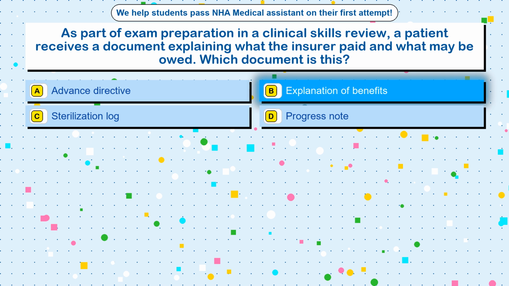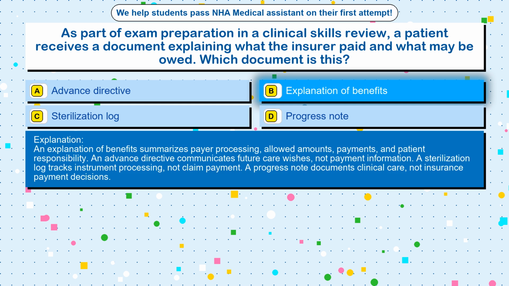The correct answer is option B, Explanation of Benefits. An explanation of benefits summarizes payer processing, allowed amounts, payments, and patient responsibility. An advance directive communicates future care wishes, not payment information. A sterilization log tracks instrument processing, not claim payment. A progress note documents clinical care, not insurance payment decisions.